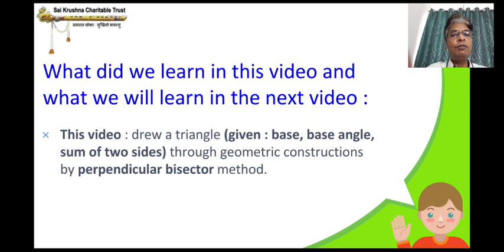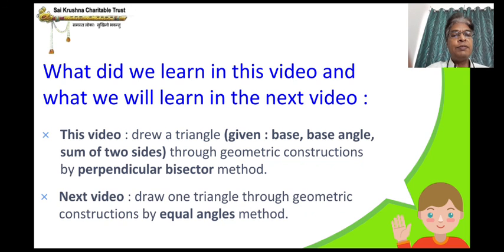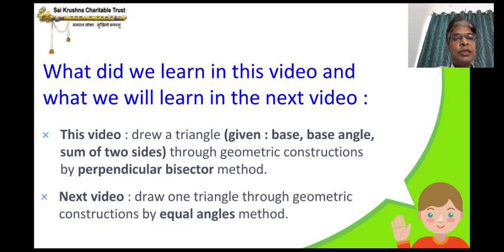So in this video, we drew a triangle given base, angle, and sum of two sides through geometry construction by the perpendicular bisector method. In the next video, we are going to do the same thing, that is base, angle, sum of two sides, using the equal angles method. In the perpendicular bisector method, you would have noticed we have drawn only one angle with the protractor, that is angle B. Right? When we go to the equal angles method, I will explain what the problem is, and which one is better.